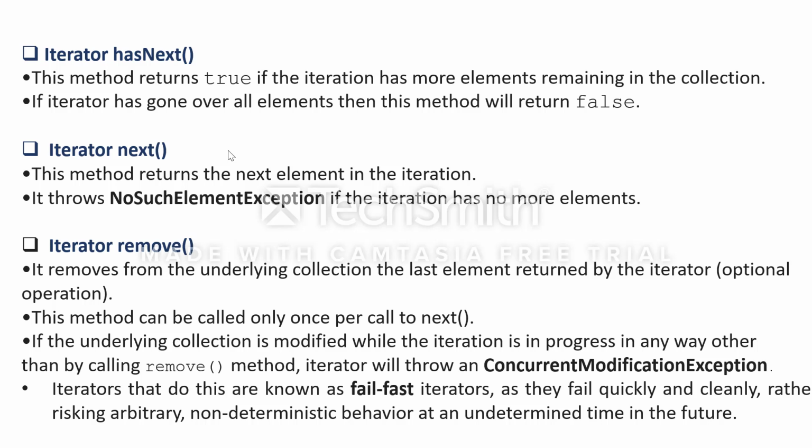If the underlying collection is modified while the iteration is in progress in any other way, then by calling the remove method, the iterator will throw a ConcurrentModificationException. So these are the exceptions we need to understand: which exception the iterator throws and why. Iterators that do this are known as fail-fast iterators, as they fail quickly and cleanly, rather than risking arbitrary, non-deterministic behavior at an undetermined time in the future.